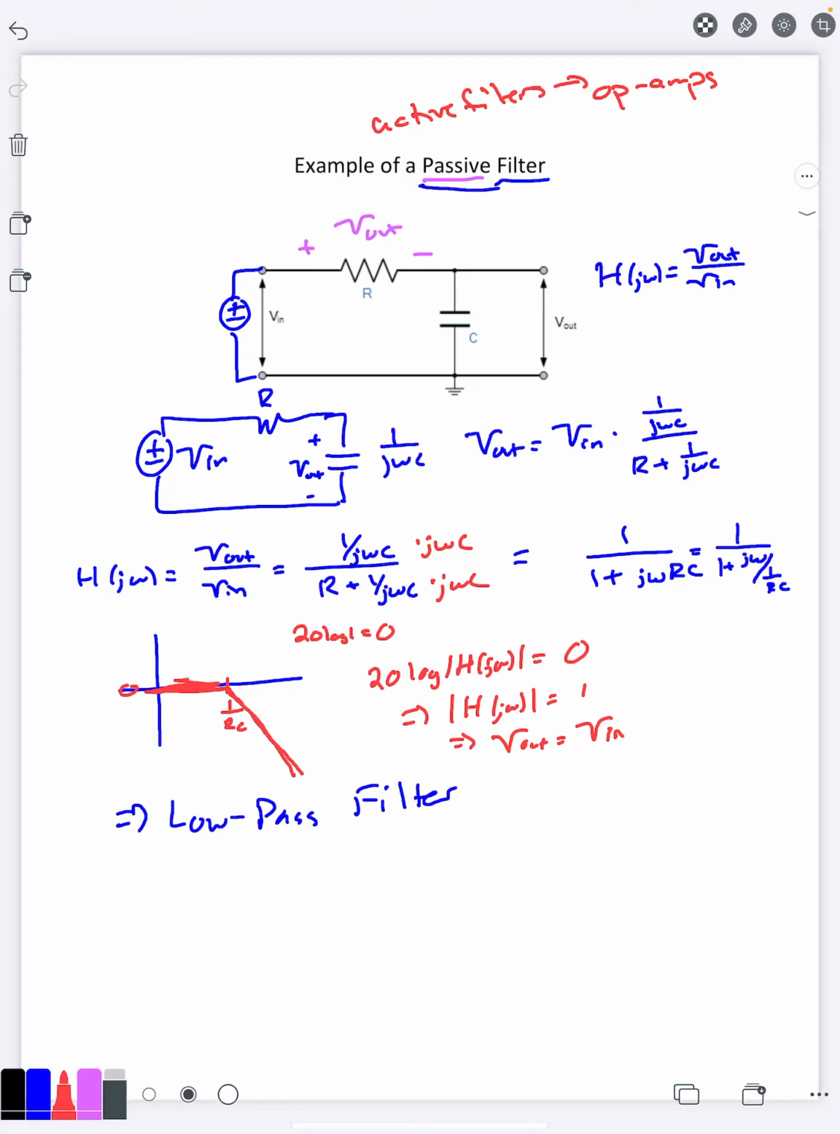What I want you to be able to do is, if I give you a circuit, find the transfer function, doing your analysis like this, then draw a Bode plot, and then figure out what type of filter you're going to have.